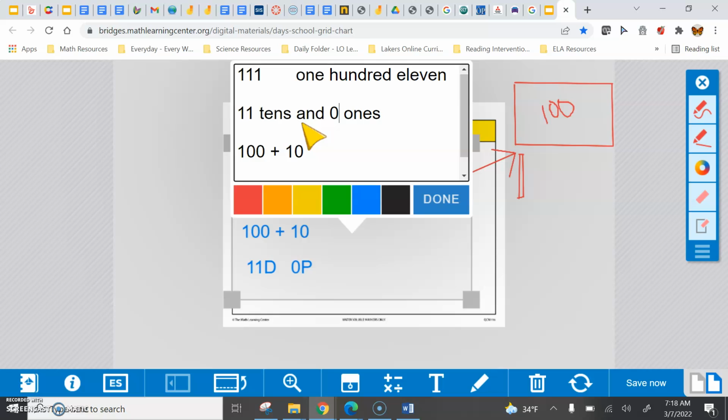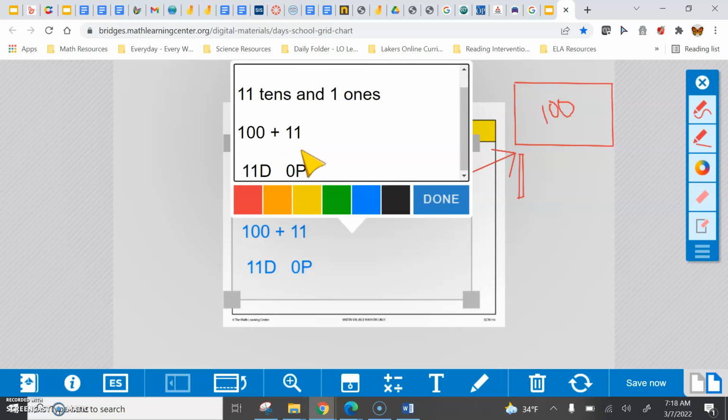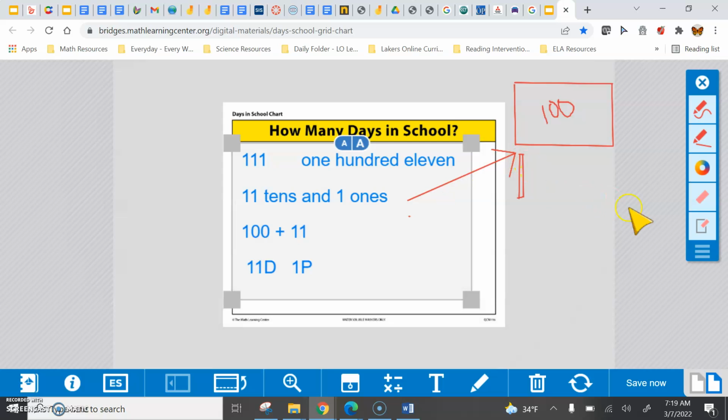111 is equal to 11 groups of 10 and one single one. Then we have 100 plus 11. Then we have 11 dimes and 1 penny. All of those will equal 111. Then we will add 1 cube here to make it 100, 110, 111.